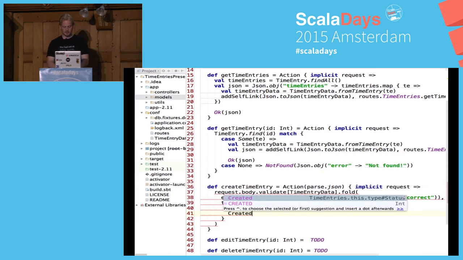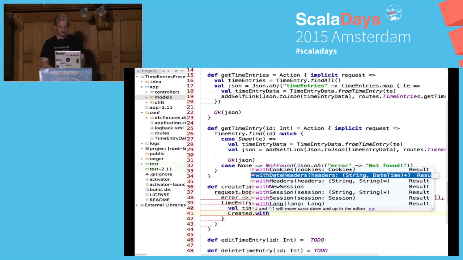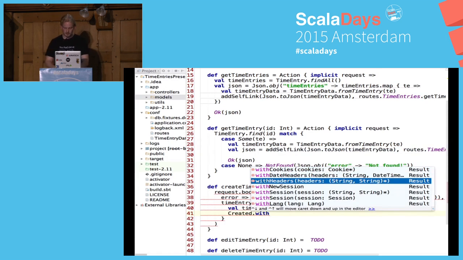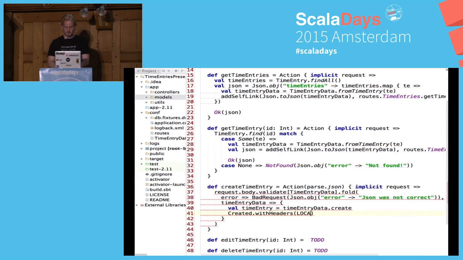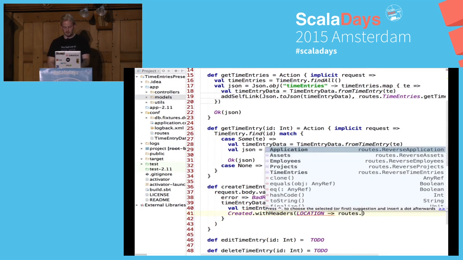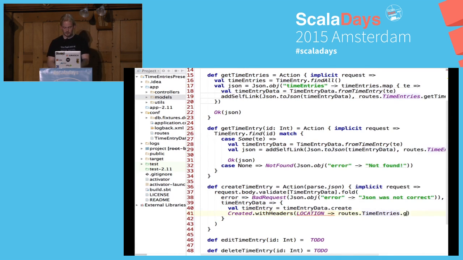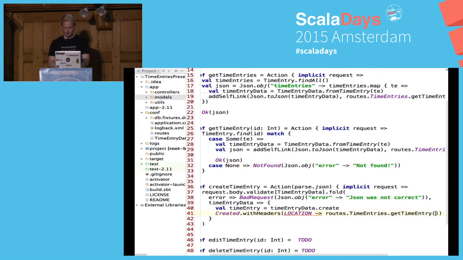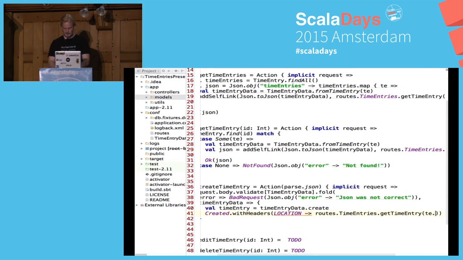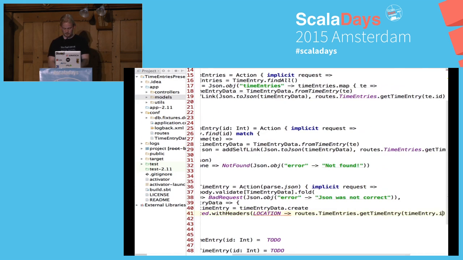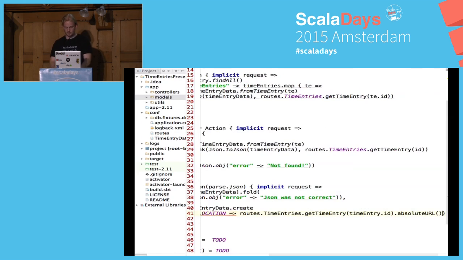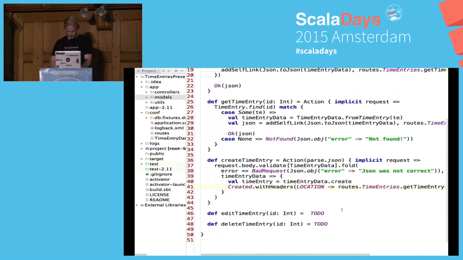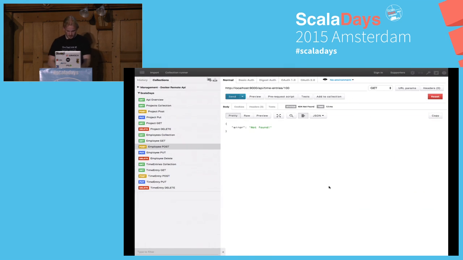And then you can give back a Created, and you can add headers to your response using the withHeaders function. That takes a map, so in this case we want it to point to the new location. So you use Location and then the reverse routes again, pointing to that individual resource. And of course you want to make that into an absolute URL. So that's all you need to create it.